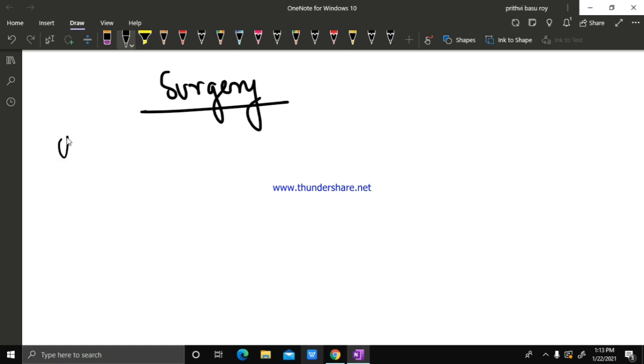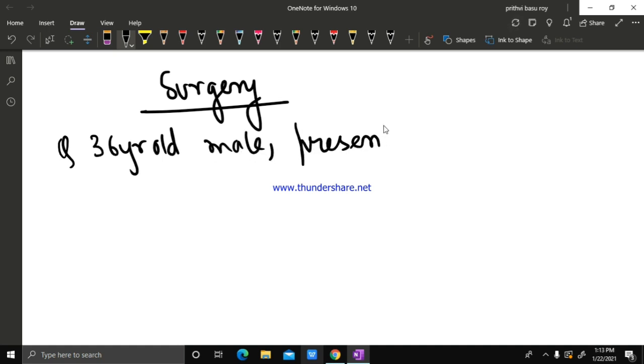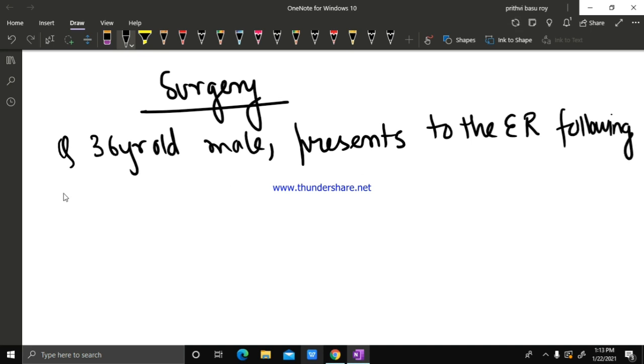So basically, let me discuss the question with you. First is a 36-year-old male who presents to the ER following an RTA, a road traffic accident. Now, the patient presents with pain abdomen. So, pain abdomen is present.